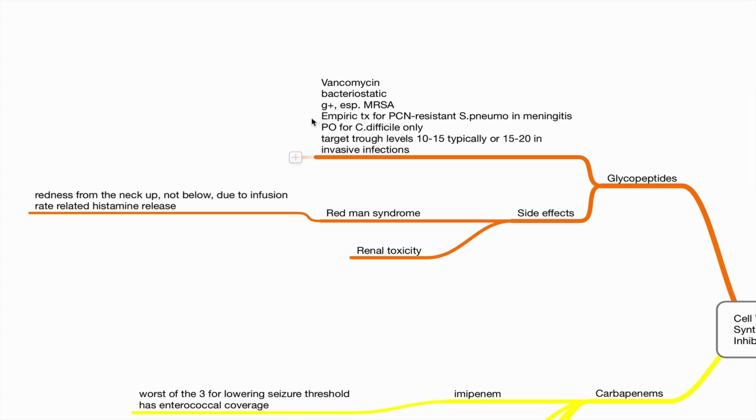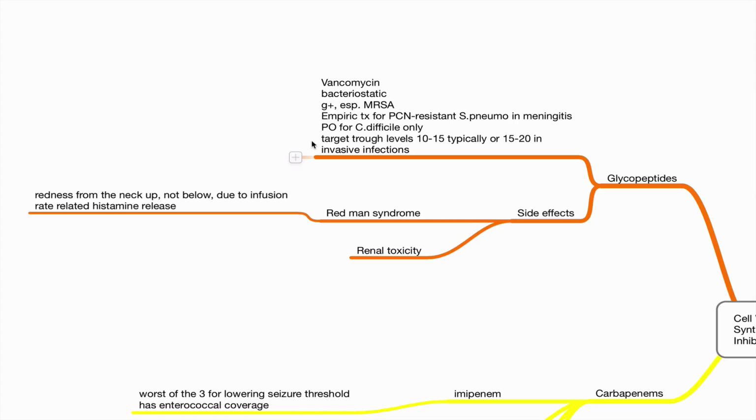Vancomycin is used as empiric treatment in meningitis, and it's specifically not for MRSA, but it's actually for penicillin-resistant strep pneumo. Vancomycin is also used orally, but only in the case of C. difficile infection.